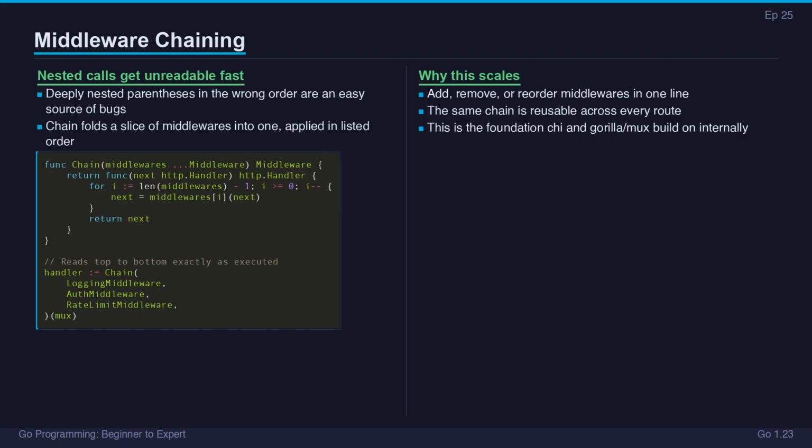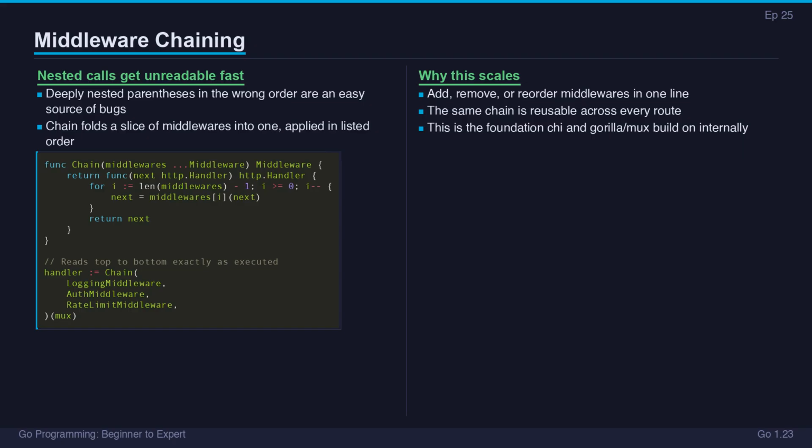Chain, logging middleware, auth middleware, rate limit middleware. Mux reads top to bottom exactly as you'd expect. Logging wraps, auth wraps, rate limiting wraps your handler. Add a middleware, remove one, reorder them. It's a one-line change, and the same chain can be reused across every route in your application. This is the entire foundation that HTTP frameworks like Chi and Gorilla/Mux build on top of.